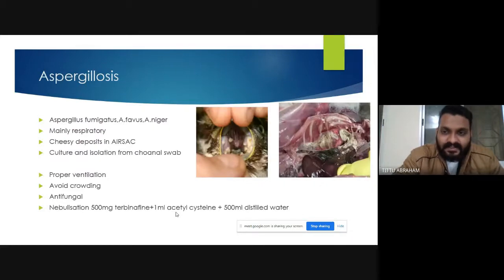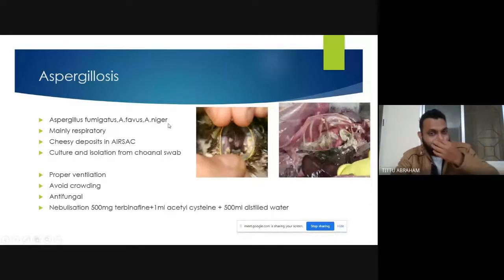Next one is aspergillosis. Aspergillosis is not so common in our African lovebirds, but in an overcrowded colony setup it can be seen. It is mostly seen in falcons and in chickens, in small chicks, where it is called brooder pneumonia. The causative agents are Aspergillus fumigatus, Aspergillus flavus, and Aspergillus niger.